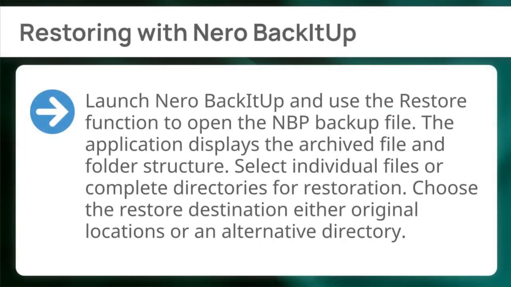Launch Nero BackItUp and use the restore function to open the NBP backup file. The application displays the archived file and folder structure. Select individual files or complete directories for restoration. Choose the restore destination, either original locations or an alternative directory.